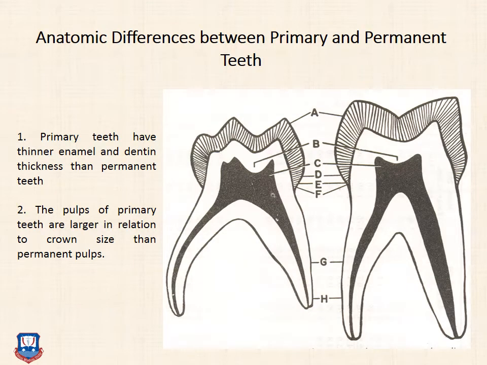So moving on to the anatomic difference between the primary and the permanent teeth. As you can see from the picture itself, the primary teeth have flaring roots while the permanent teeth have comparatively straight roots. So moving on to the differences, primary teeth have thinner enamel and dentine compared to that of the permanent teeth. The pulp horn of the primary teeth is larger in relation to the crown size than the permanent tooth. So in the permanent tooth, the pulp is slightly at a lesser height than that of the primary teeth.